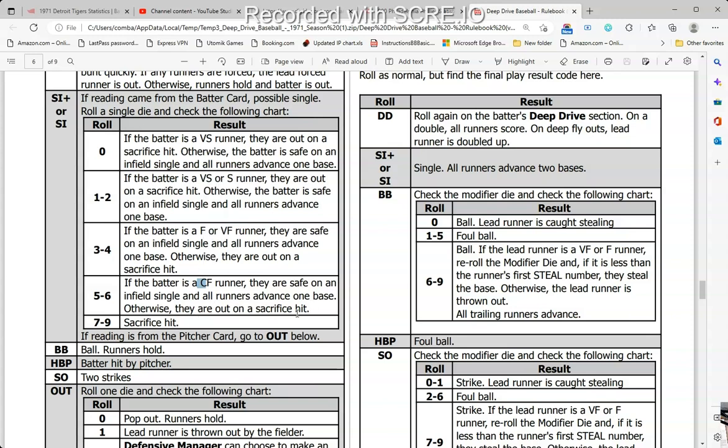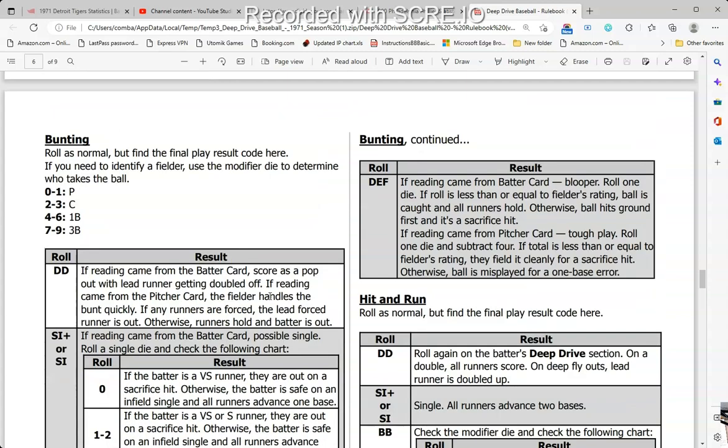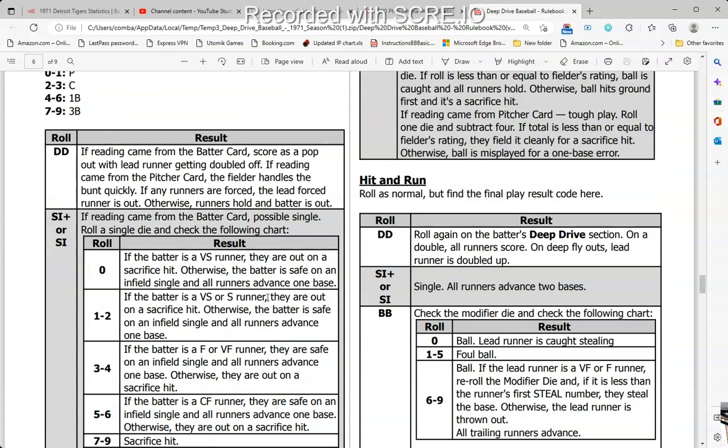Otherwise, they are out on a sacrifice hit. Shouldn't be CF. That didn't make any sense. And I was like, center field runner? What does that mean, the center field runner? It doesn't make any sense. So it's probably a typo there. It should be VF, right? That would make more sense. Anyway, all right. Now the next one I want to go to is something that should happen relatively often.